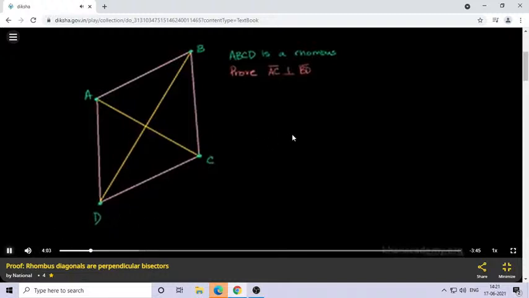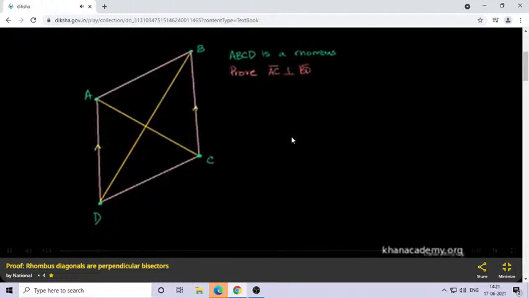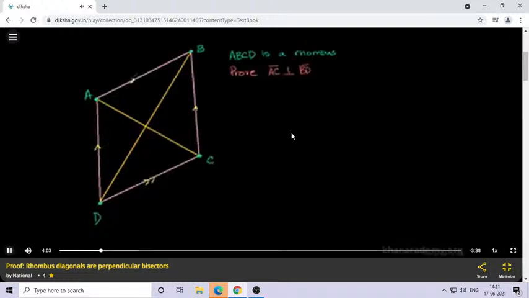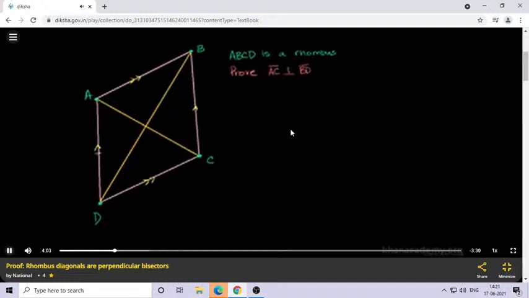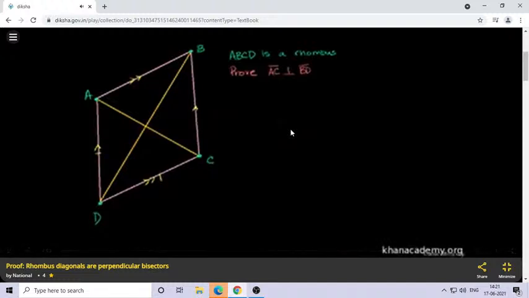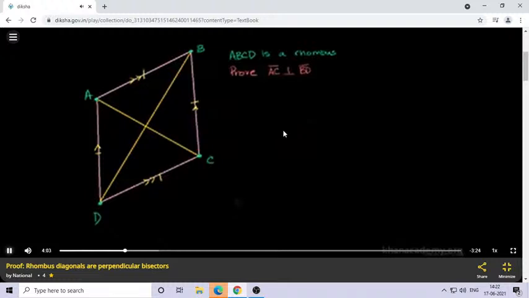In a parallelogram, the opposite sides are parallel, so these two sides are parallel. And in a rhombus, not only are the opposite sides parallel, it's a parallelogram, but also all of the sides have equal length. So this side is equal to this side, which is equal to that side, which is equal to that side. Now, there are other interesting things we know about the diagonals of a parallelogram, and all rhombi are parallelograms. The other way around is not necessarily true.